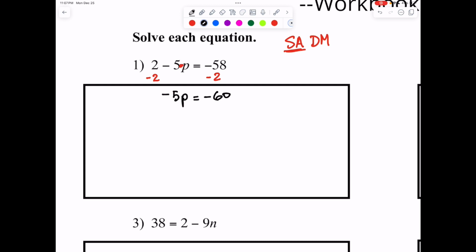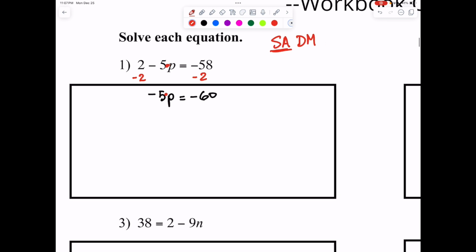Now that we've done that, our p is a little bit closer to being alone, but currently it's being multiplied by negative 5. And so the opposite of multiplying by -5 is dividing by -5. And whatever you do to one side, you have to do to both sides. So we end up getting, once we cross that off, that p is equal to -60 divided by -5, which gives us 12. And now that our p is alone, that is our final answer.